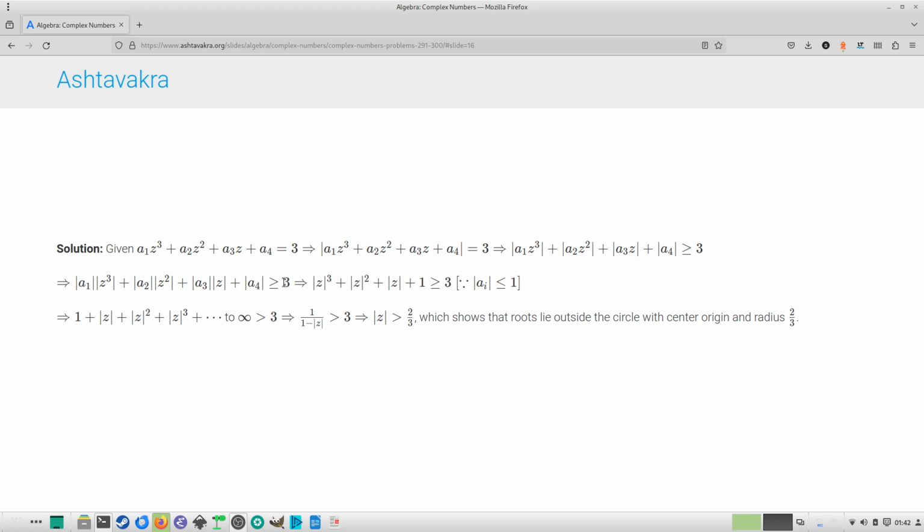Now we know that mod ai is less than or equal to 1. So mod z cube plus mod z square plus mod z plus 1 will be greater than or equal to 3. Therefore, we can say that 1 plus mod z plus mod z square plus mod z cube up to infinity is greater than 3. That implies that 1 by (1 minus mod z) is greater than 3. So mod z is greater than 2 by 3, which shows that the roots of the given equation lie outside the circle with center origin and radius 2 by 3.